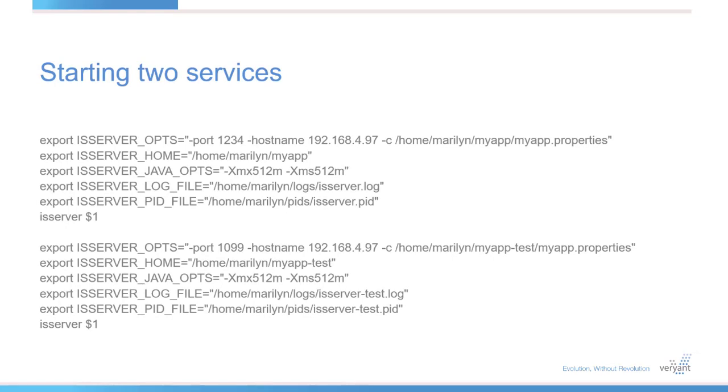Now quite often you'll want to start more than one service on a server, maybe for a test environment or for a backup. Here's the script I'm going to use to do that in the demonstration. Notice that I'm exporting the variables that I need instead of setting them in isserver.options.